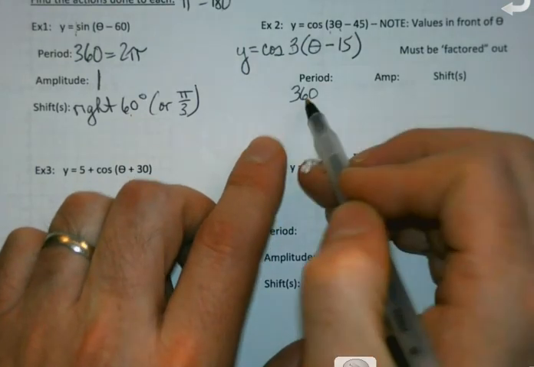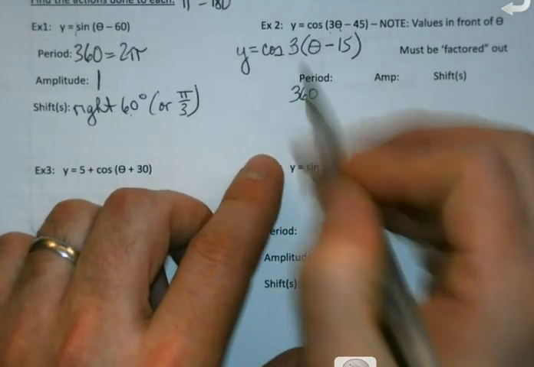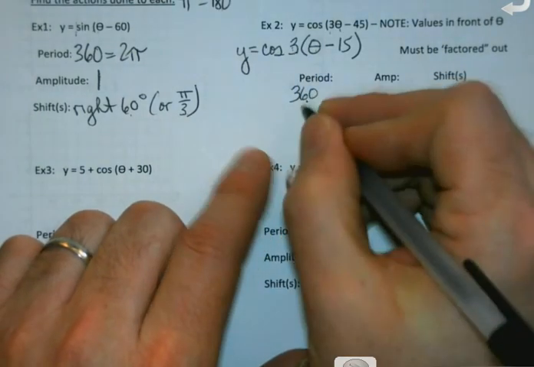Here, since we're in degrees, my period would normally be 360, but I've got to divide by my b value.